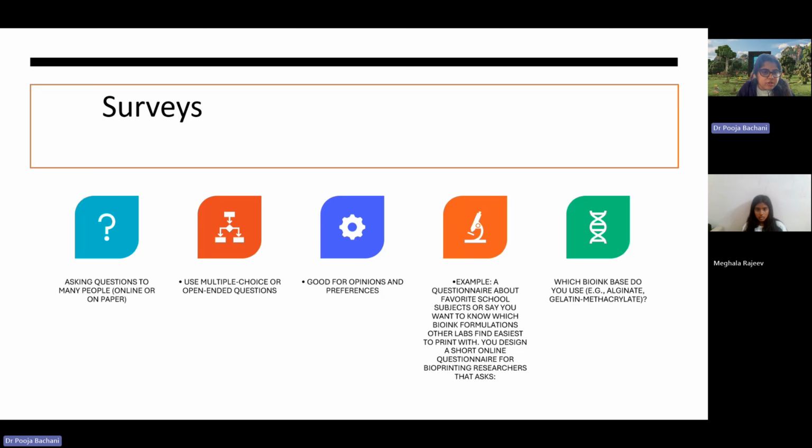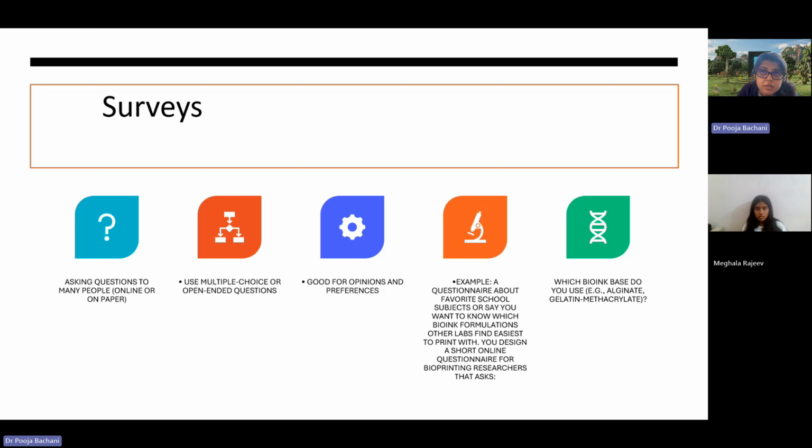So you can also ask MCQ or open-ended questions. So this is good for opinion and preferences. Example, I have given here a questionnaire about favorite school subject, or say you want to know which bioink formulations other labs find easiest to print with. You design a short online questionnaire for bioprinting researchers, okay, that asks the above question.